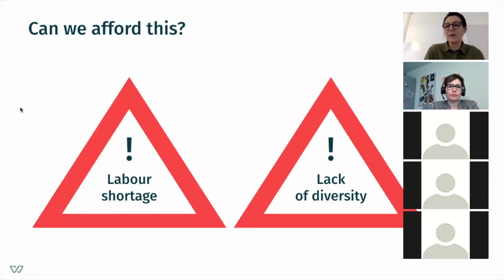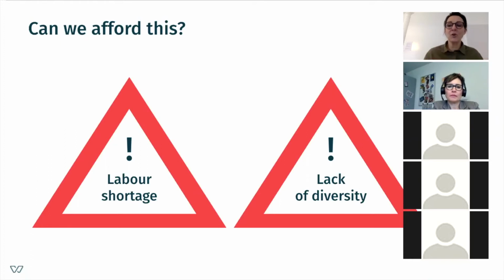And the big question here is, can we afford it? We are in a time of labor shortage, as you all know. I mean, you must feel it probably daily. And we are also in a time where we have a lack of diversity in the organization. And legislation is coming now more and more that companies need to ensure diversity within their boards, within their management. And we also know from studies that diversity actually makes companies perform better economically. So diversity is really a good thing to have.